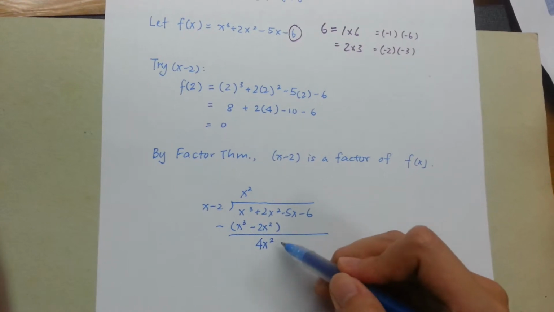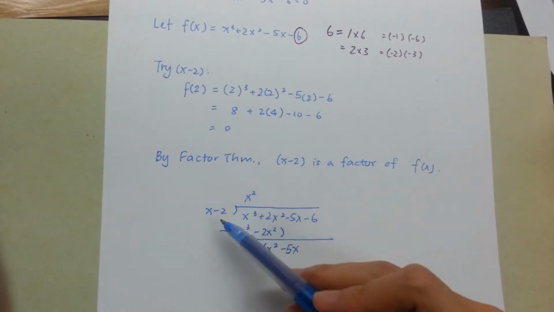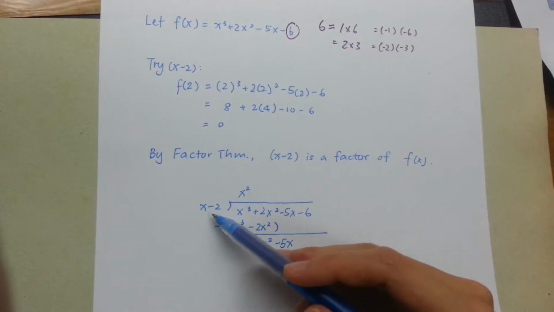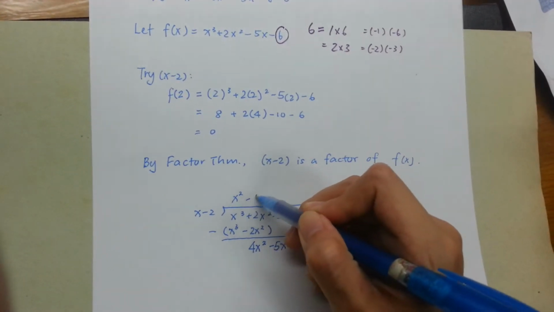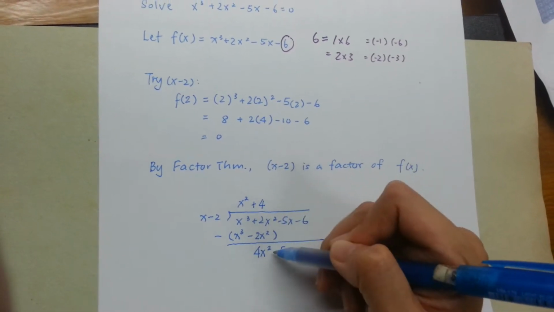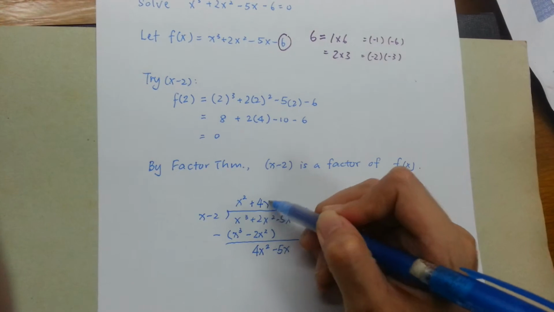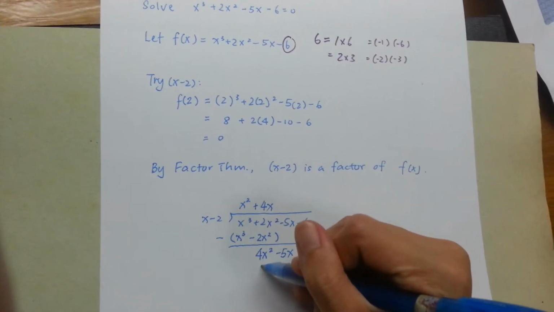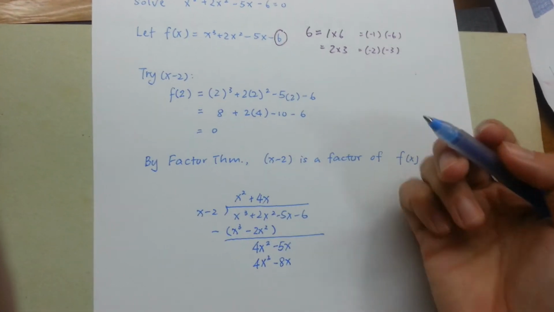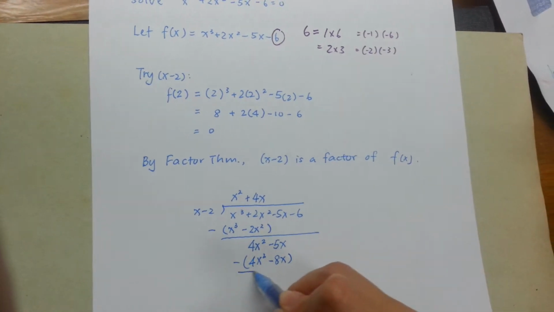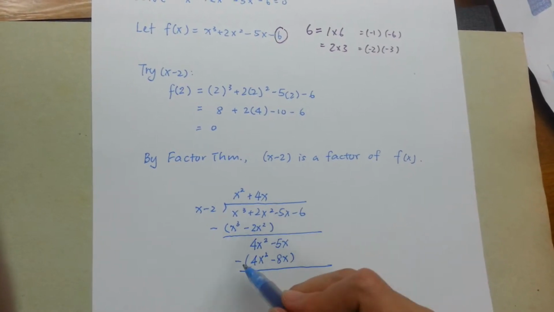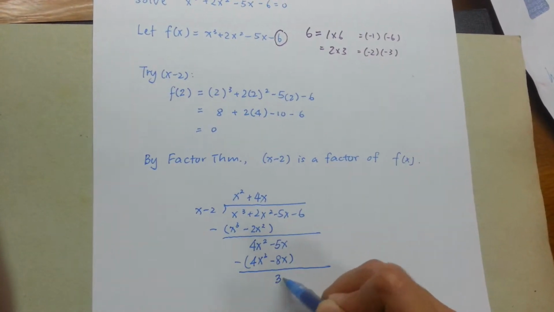Now I bring down this minus 5 and continue to do my division. So I look at this term now. 4x squared divided by x minus 2. I will need a coefficient of plus 4. And to make up the x squared from the x, I need x. So 4x times x is 4x squared. 4x times minus 2 is minus 8x. Again, we put that in a bracket and subtract. 4x squared minus 4x squared is nothing. Minus 5x minus negative 8x will give us a positive 3x.